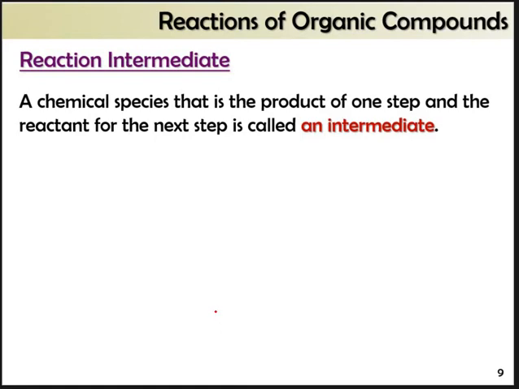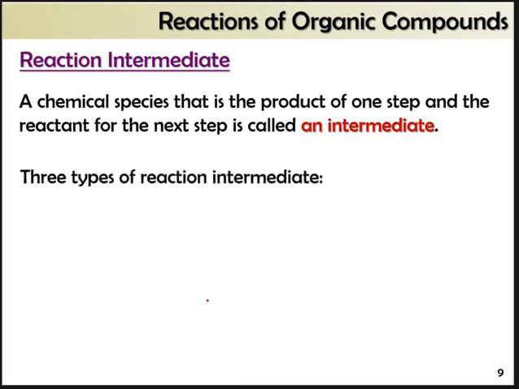What is a reaction intermediate? A chemical species that is the product of one step and the reactant for the next step is called an intermediate. So we have three types of reaction intermediates. Okay, kita dapat intermediate ni adalah daripada cleavage. So how many cleavages did we learn before?